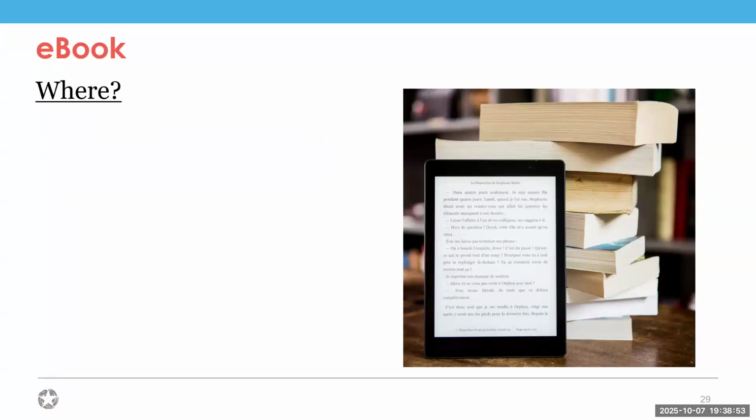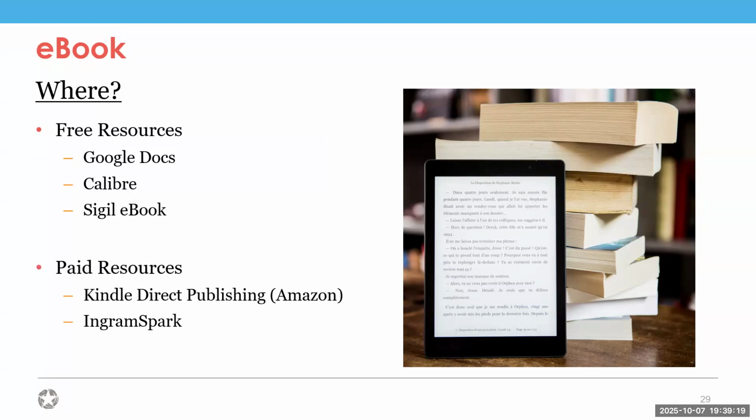So how do you create your own ebook? There are plenty of free ways to do it. You can actually, in Google Docs, export your Word document file as an ebook, as an EPUB file, I believe. Calibre is a free software as well that will help convert it, and Sigil ebook is another one. If you would like some paid resources, there are places like Kindle Direct, again Amazon's publishing, or Ingram Spark that, as part of their print on demand services, can also help create ebooks.